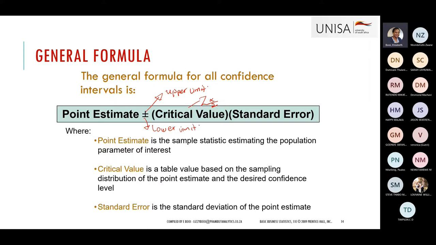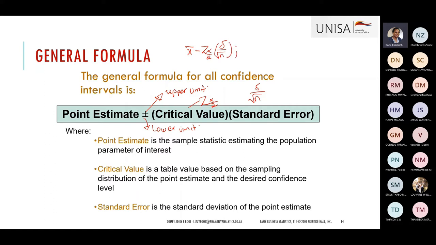Now, in the previous study unit, we learned what the standard error is. If we're using the Z, our standard error will be the population standard deviation divided by the square root of N. So it's everything that you've learned in the previous study unit, and we're just carrying on with that. So that will be the formula. If I write it out for the mean, it will be our X bar minus Z of alpha divided by 2 times the population standard deviation divided by the square root of N.